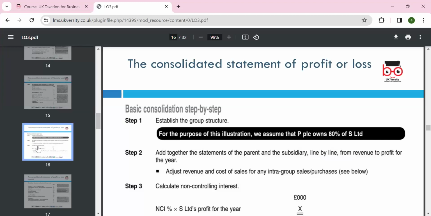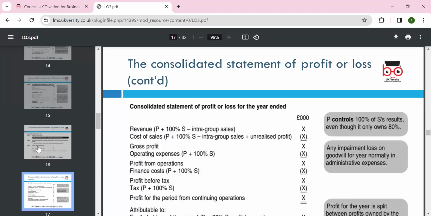So yes, please, I'll give you separate handouts. We have a lot of resources, so you can use them either from ACCA, Osborne and AAT books, all available. With these we can prepare the consolidated profit and loss as well.